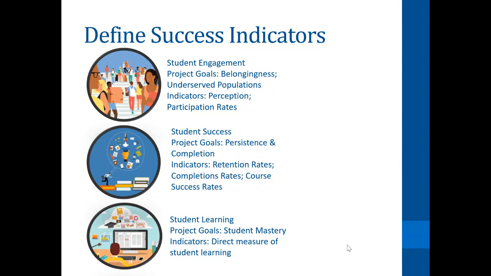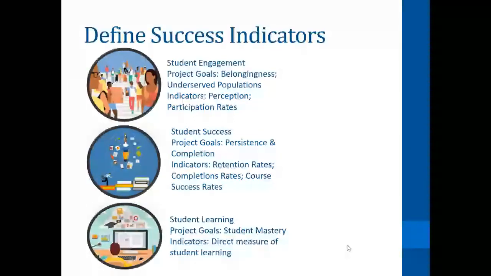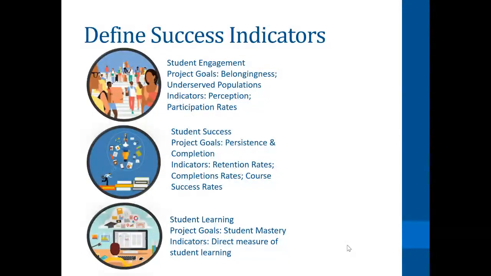In the next area, student success, the goal would be persistence and completion. Just to give you an example, this is obviously not an exhaustive list. I would look at things like retention rates, course-to-course retention, class success rates, the percentage of W's versus the percentage of completers, things like that.